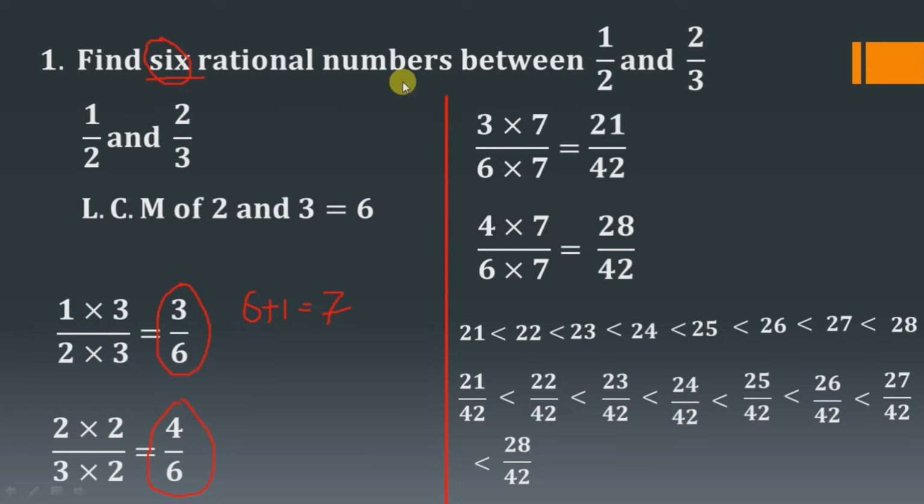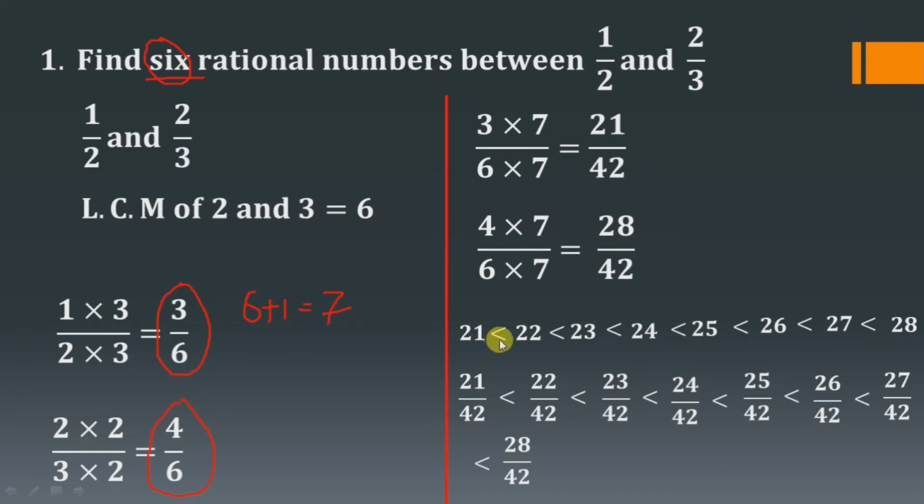I need to insert the 6 rational numbers. So to 6, I will add 1, which is equal to 7. So with this 7, I am going to multiply 3 by 6 and 4 by 6. After multiplication, 3 by 6 times 7, I'll get 3 7s are 21, 6 7s are 42. And similarly, 4 by 6 multiplied by 7, 4 7s are 28, 6 7s are 42. Now I need to insert 6 numbers between 21 and 28, and the numbers are 22, 23, 24, 25, 26, 27.